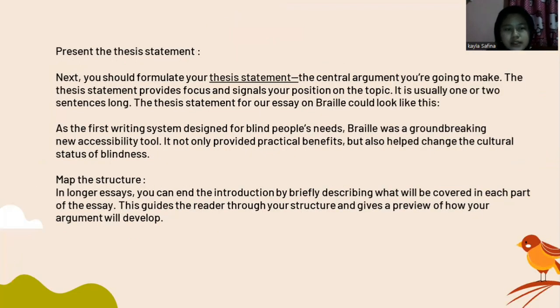Present the thesis statement. Next, you should formulate your thesis statement, the central argument you're going to make. The thesis statement provides focus and signals your position on the topic. It is usually one or two sentences long. The thesis statement for our essay on Braille could look like this: as the first writing system designed for blind people's needs, Braille was a groundbreaking new accessibility tool. It not only provided practical benefits, but also helped change the cultural status of blindness.